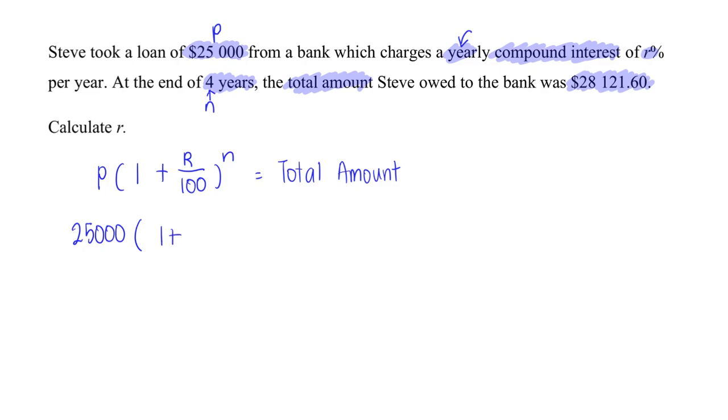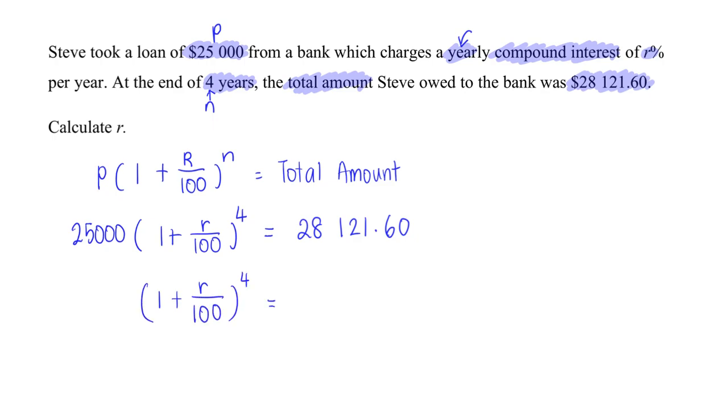$25,000, 1 plus small letter r over 100 to the power of 4 is equals to $28,121.60. And now I just need to solve this algebraic equation. Well, I'm going to divide by 25,000 on both sides. Which will be this expression here. And then I'm going to do this.